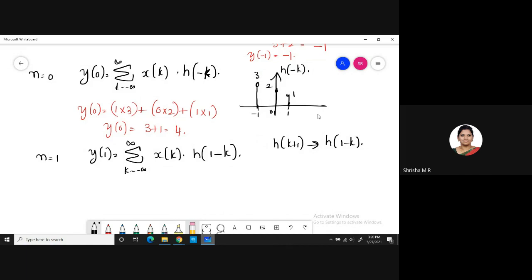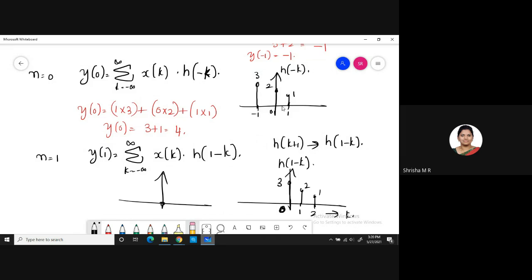So h of 1 minus k will look like this. One shift to the right with respect to h of minus k. Okay. So at 0 you have 3, at 1 you have 2, and at 2 you have 1. This is h of 1 minus k. X of k is, at 0 it is 0, at -1 and 1 it is 1, and at 2 and -2 it is -1.